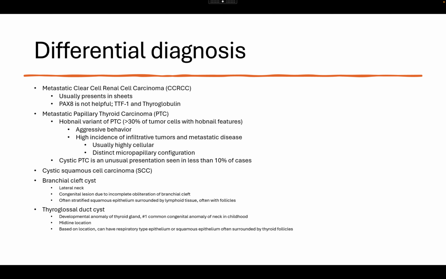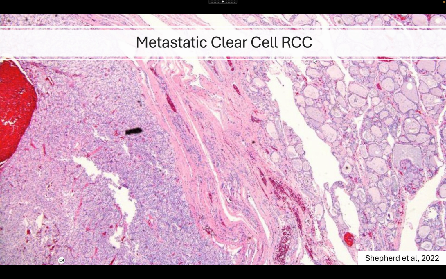Midline location, the number 1 congenital anomaly of the neck in childhood. And it's based on location. You can have the respiratory type epithelium if it's further down, or squamous epithelium, often surrounded by thyroid follicles if it's further up. So metastatic clear cell renal cell carcinoma.